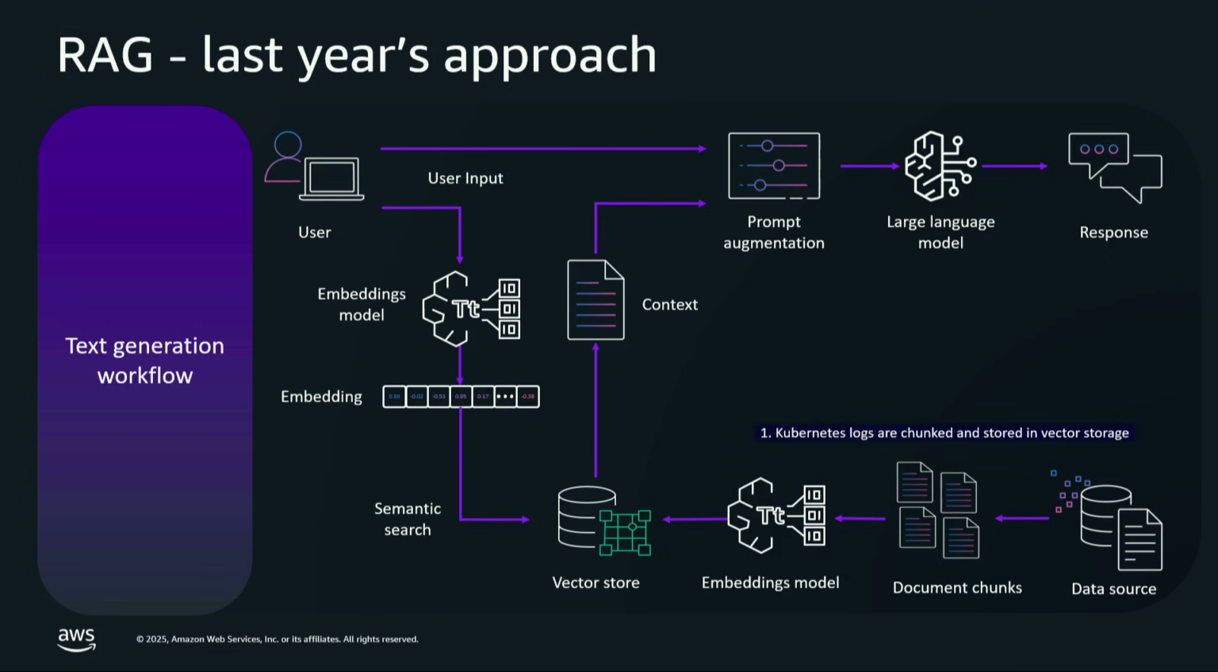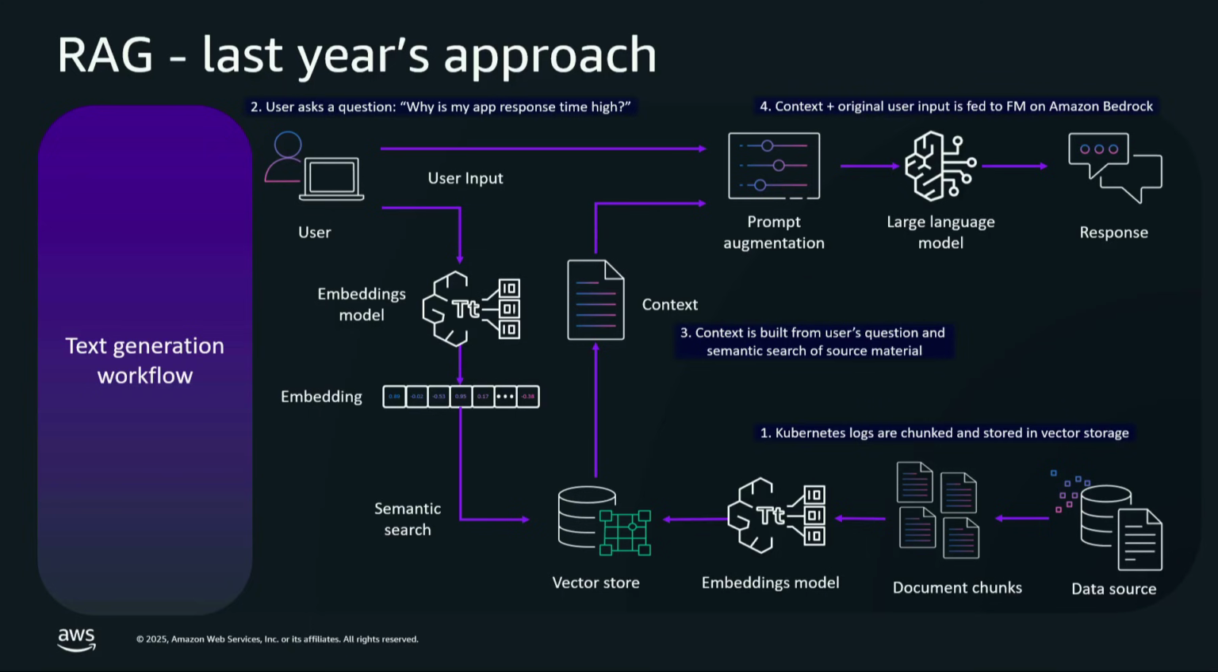Let's quickly cover what we did. Chunk the logs into vector storage. The user asks the question, why is my app response time high? You take the relevant context, pipe it in with the original input, and pass it into a Bedrock LLM, maybe Sonnet or Haiku, whatever you want, and you get a response. The problem is, one, we are limited to the context window, and RAG can be really intensive. Also, we use RAG because the model is limited to the training data it was trained on, so we need to inject custom data, custom logs, to do the troubleshooting.